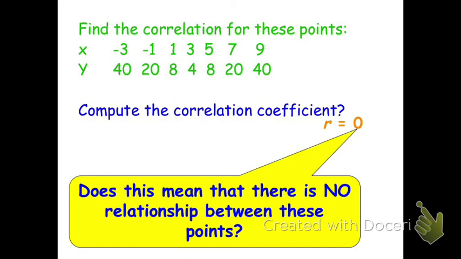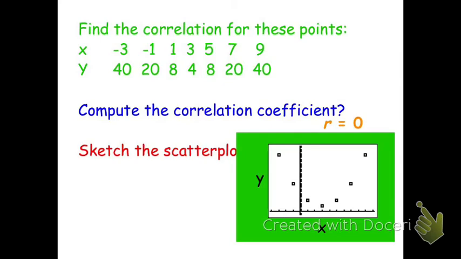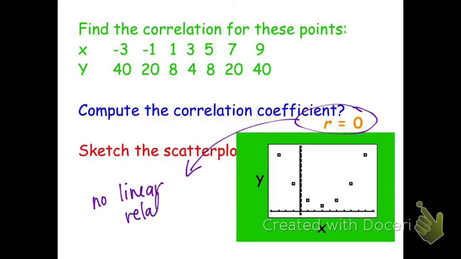Your scatter plot should look something like this. But my R value is 0, so does that mean that there is no relationship? No, it means there's no correlation. It means that there is no linear relationship, because R tells me the linear relationship, but there clearly is a relationship.